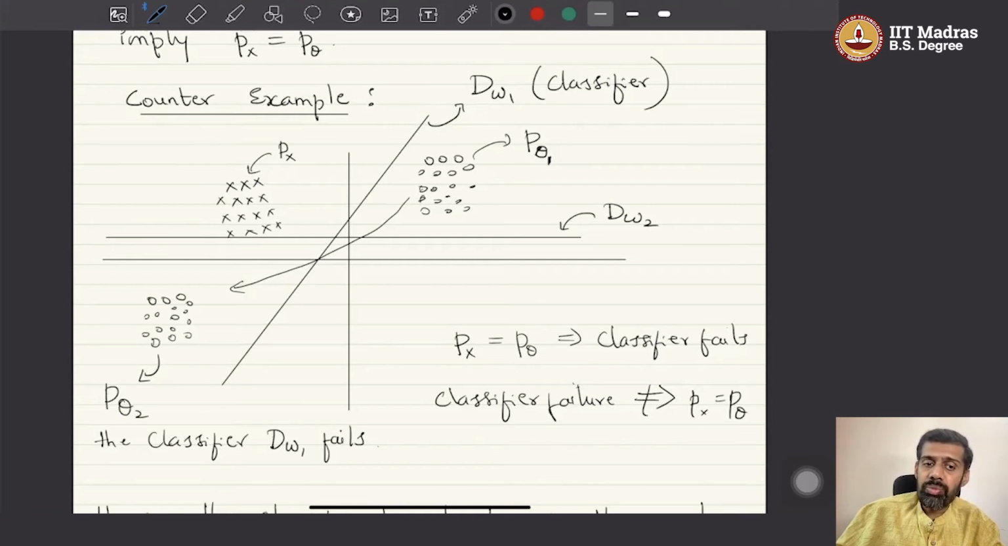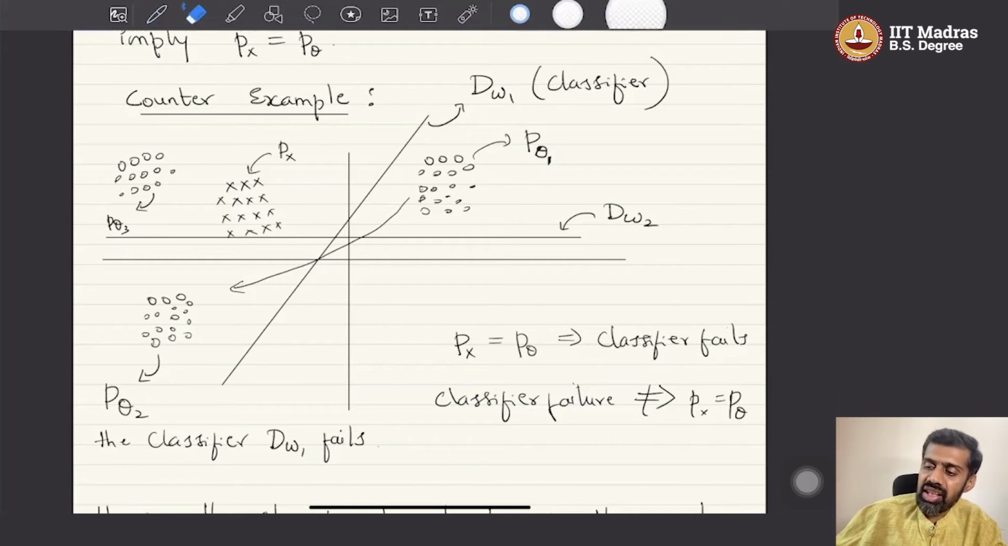Right? So now p theta 2 has to be moved again to some other place to ensure that the classifier dw2 fails, so let's call this new cluster p theta 3. Okay, so from p theta 2 the data has to move to p theta 3 to ensure that the classifier dw2 also fails. So this is the idea, that one would keep alternating between a classifier and the generator.